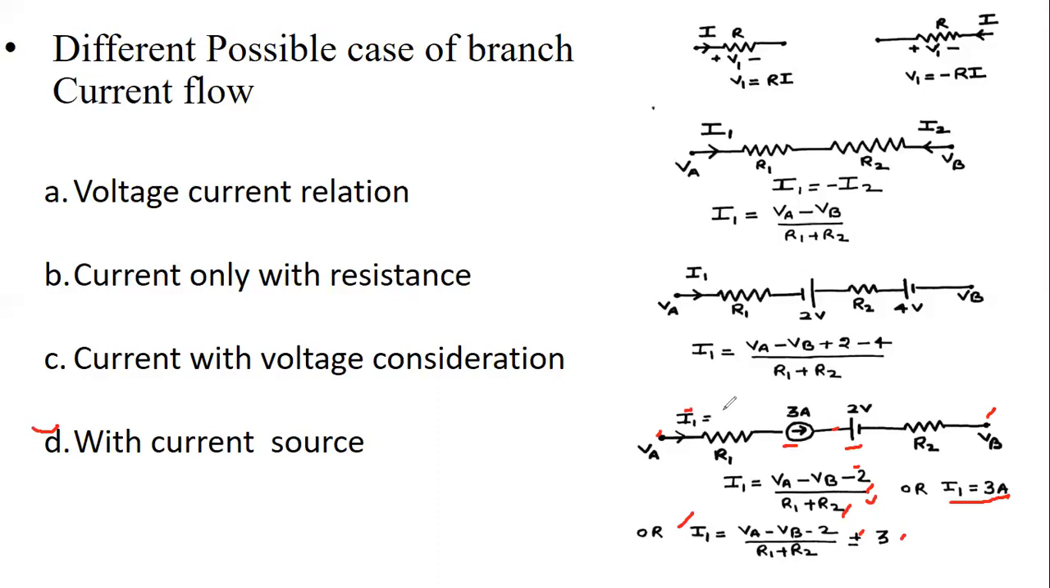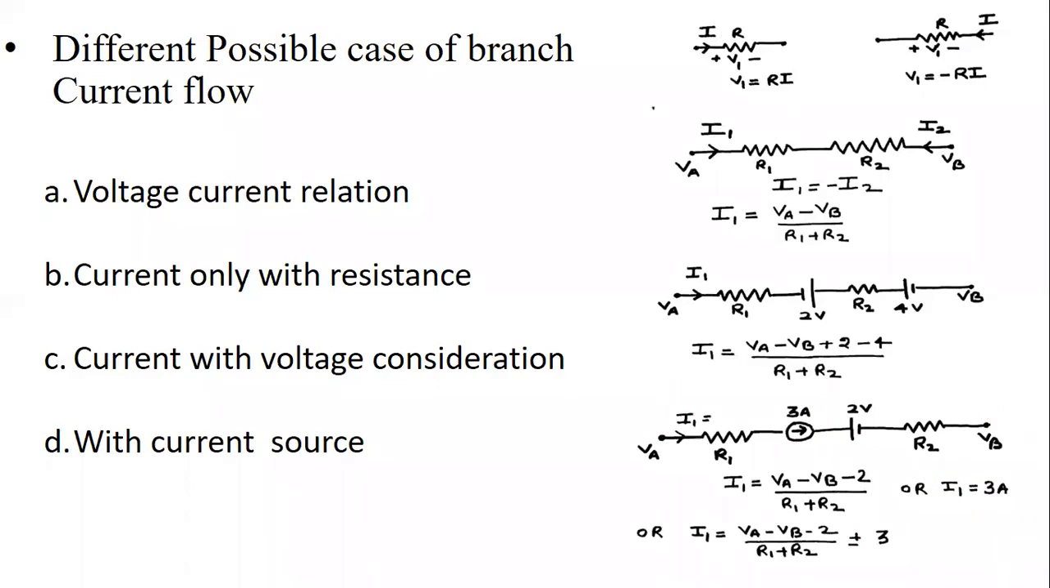Always remember, KCL says that in a branch there is only a single current. Incoming current equals outgoing current, and the 3 ampere is an independent source. So the current in this branch is equal to the branch's current source. So I1 is equal to 3 amperes. Always remember, if a current source is given in a branch, forget about the potential difference divided by resistance or any other voltage source. Just make the branch current equal to the current source current.